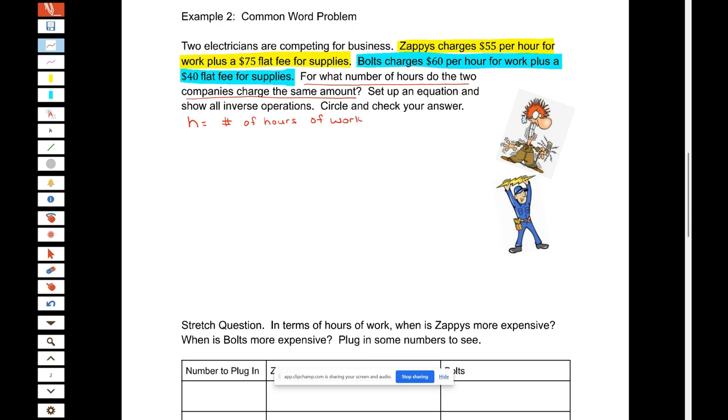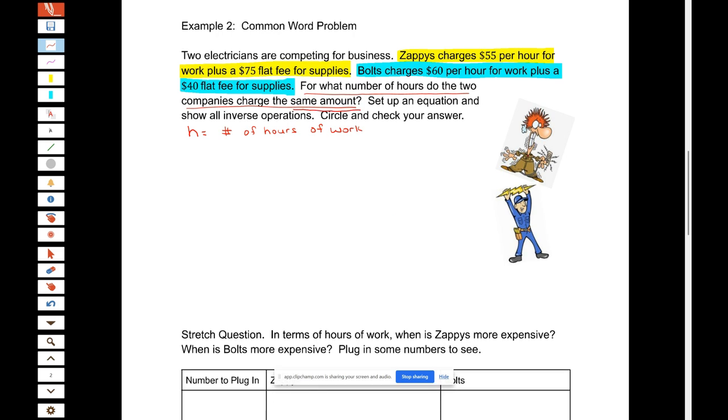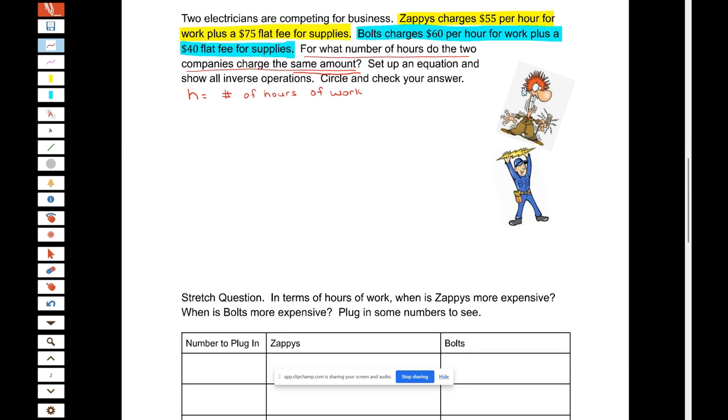And we want them to charge the same amount. So that means that the equation for Zappy's is going to equal the equation for Bolts. The charge for Zappy's is going to equal the charge for Bolts. So let's write the expressions for those. Zappy's is 55 per hour, so that's going to be 55H plus that flat fee of $75.